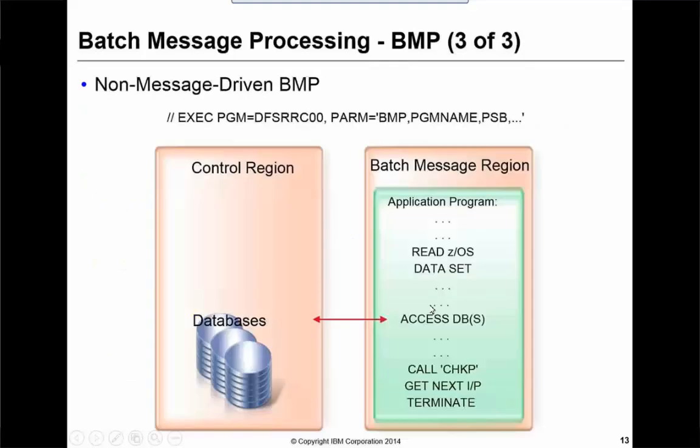Here's an example of a non-message-driven BMP being submitted for execution. In the JCL, there's an exec card, and then on the PARM statement, the first parameter says BMP, and then the second parameter is the name of the program, and the third parameter is something called PSB, which we will talk about in other videos of IMS. And then again, this is a non-message-driven BMP, and so all it's going to do is access databases and z/OS data sets, and then do whatever it needs to do. It's not going to process any transactions. Okay.